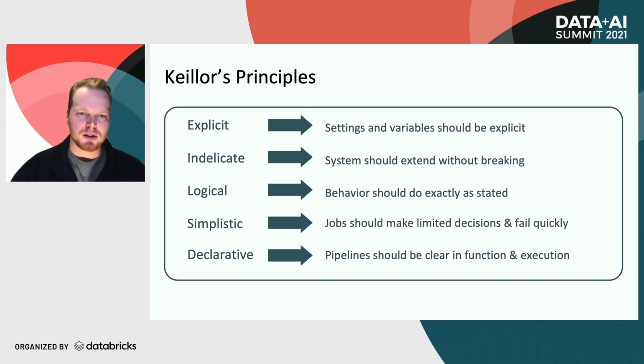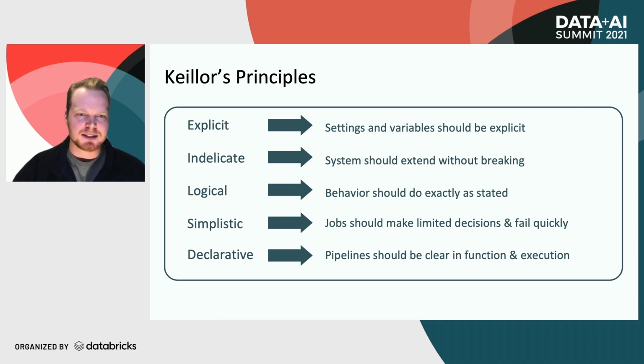The next one's logical. So behavior should do exactly as stated. And this means no side effects in your systems. So if you're writing it to a different place as a backup in Delta, that should be stated, and it shouldn't just be assumed that the person that's going to come in and take over this pipeline knows that that's there, because then your jobs could be running longer and you don't actually know why. And then suddenly somebody realizes you have a full backup in Blob or S3.